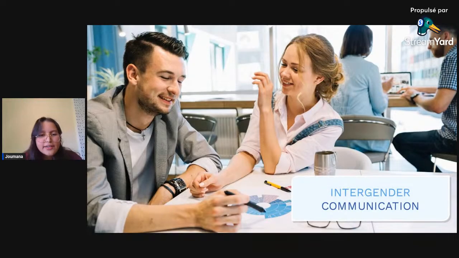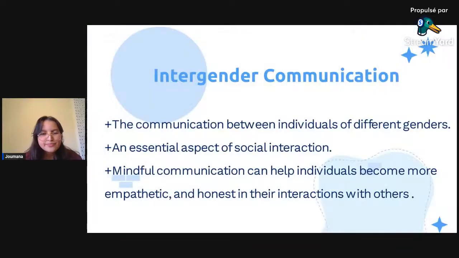Now, going to my final point, intergender communication. Intergender communication refers to communication that occurs between individuals of different genders or sexes. It involves interactions and exchange of information, ideas, and messages between people who identify with different gender identities or belong to different sexes, which can include male, female, non binary, transgender, and other gender identities.